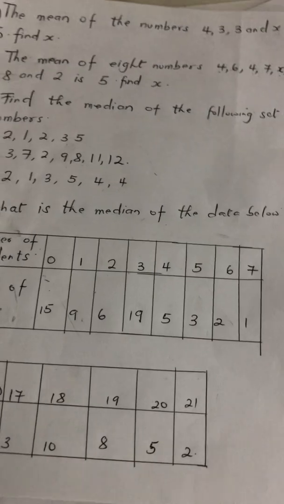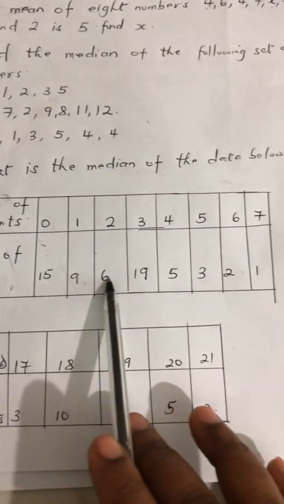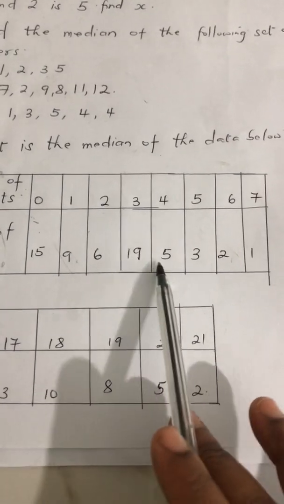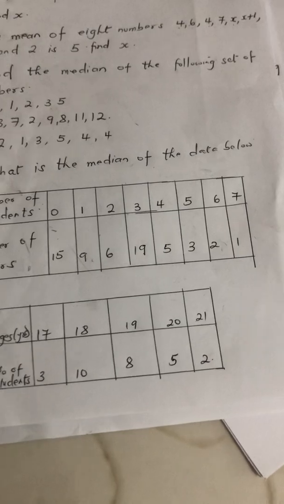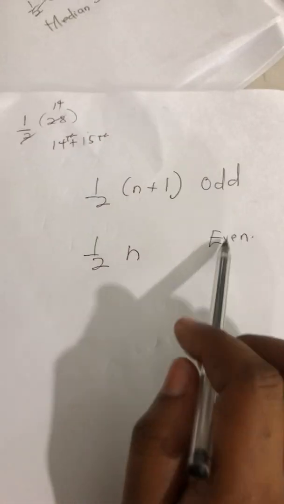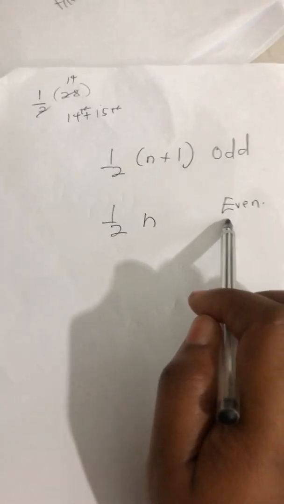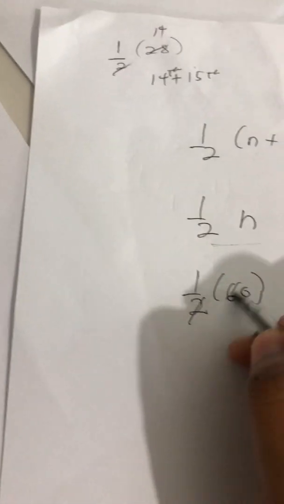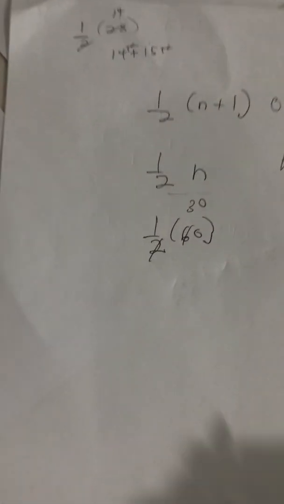Okay, so the first thing you do is sum all the frequencies they've given you. Now when you sum 15, 9, 6, 19, 5, 3, 2, 1, you are going to get 60. Now is 60 an odd number or an even number? 60 is an even number. So this is the formula you are using. So you have half of what? 60. Half of 60 is what? 30.